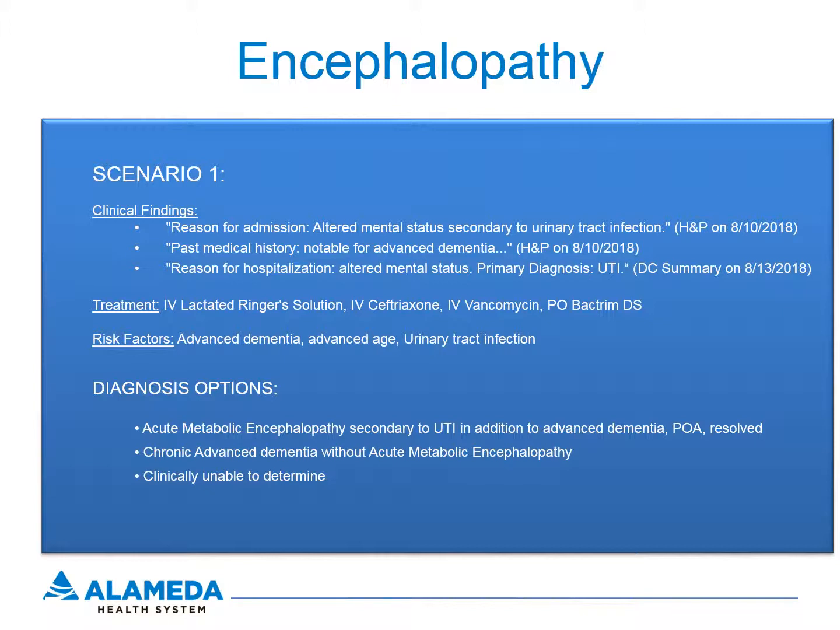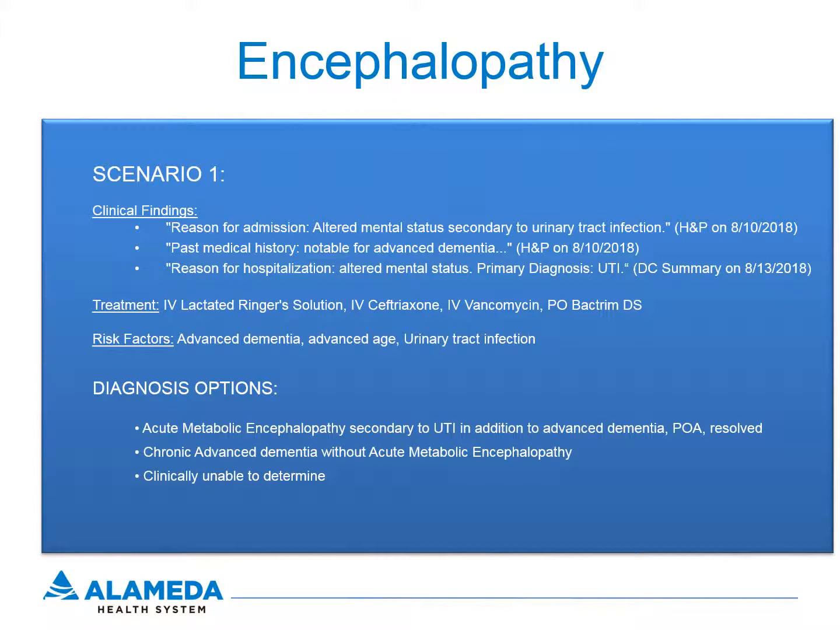This patient was treated with IV lactated Ringer's solution, IV Vanc, IV Bactrim, or PO Bactrim on discharge, and also IV ceftriaxone. What's the risk factor? This patient has advanced dementia as their baseline, advanced age, and also has a UTI. So your diagnosis option in this case is what type of encephalopathy is typically due to a urinary tract infection. It's usually metabolic encephalopathy. So the proper diagnosis in this scenario would be acute metabolic encephalopathy secondary to a UTI in addition to advanced dementia, which was present on admission and is now resolved.